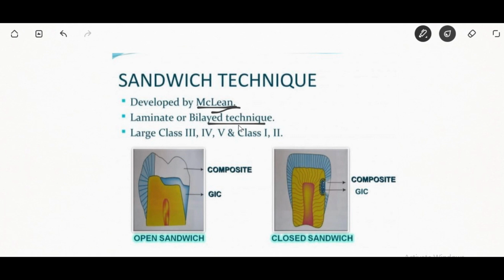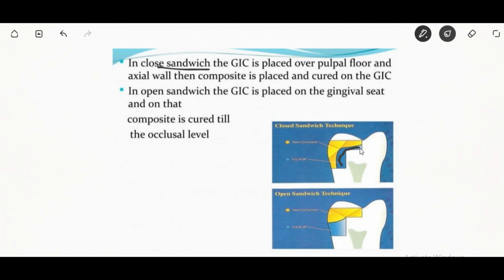The sandwich technique was developed by McLean, and it is also known as the bilayer technique. It is used for large class 3, 4, 5 and class 1 and class 2 restorations. There are two types of technique, one is open and one is closed. In the closed sandwich technique, the GIC is placed over the pulpal floor and axial wall. Then the composite is placed and cured on the GIC. Whereas in the open sandwich technique, the GIC is placed on the gingival wall and on that the composite is cured till the occlusal level.